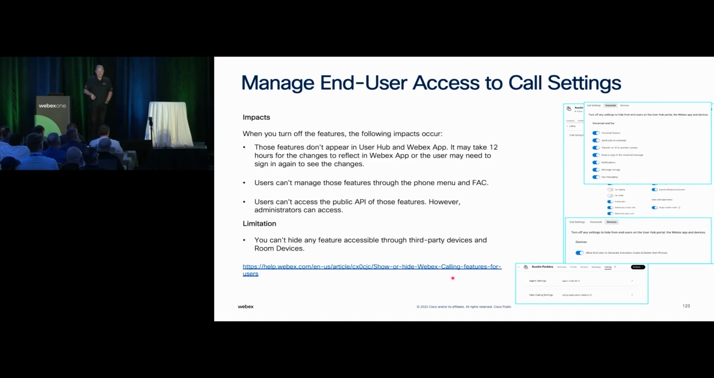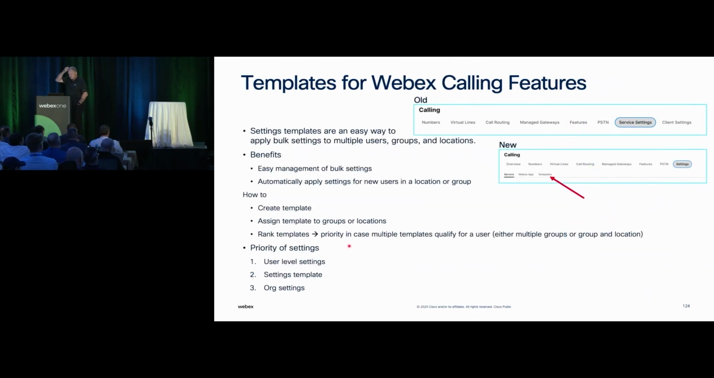All right, and then down here is the documentation link with more details. Then we created templates for Webex calling features. There are a lot of features that can be configured on a per-user level, and your feedback was, we need a way to automate this. If we have a group of users where we want to configure the exact same set of settings, we don't want to touch each user individually, and we don't want to use bulk provisioning. There should be a better way.